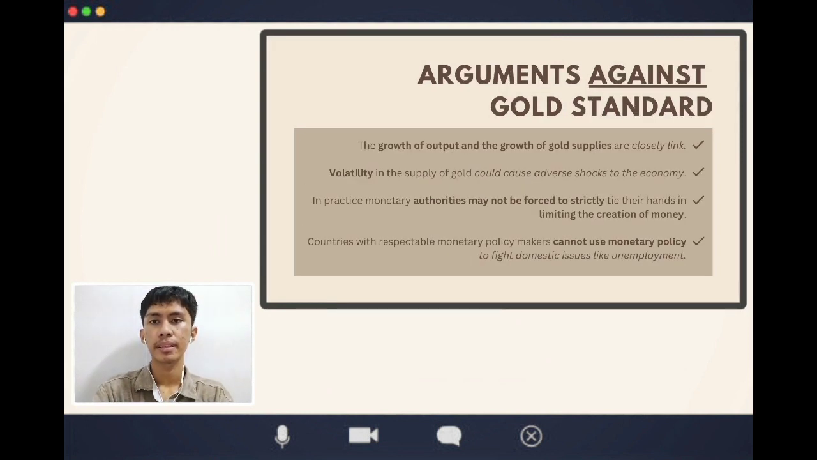Arguments against the gold standard. The growth of output and the growth of gold supplies are not closely linked. Volatility in the supply of gold could cause adverse shocks to the economy. In practice, monetary authorities may not be forced to strictly tie their hands in limiting the creation of money. Countries with respectable monetary policy makers cannot use monetary policy to fight domestic issues like unemployment.